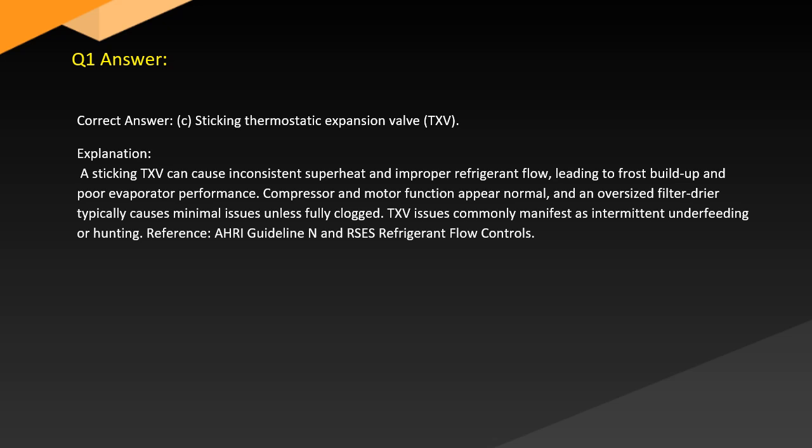Answer. Correct answer: C. Sticking thermostatic expansion valve (TXV). Explanation. A sticking TXV can cause inconsistent superheat and improper refrigerant flow, leading to frost buildup and poor evaporator performance. Compressor and motor function appear normal, and an oversized filter dryer typically causes minimal issues unless fully clogged. TXV issues commonly manifest as intermittent underfeeding or hunting. Reference. RE Guideline and HVACR refrigerant flow controls.